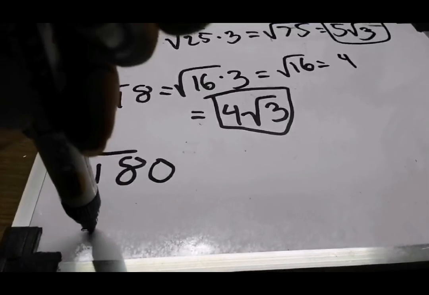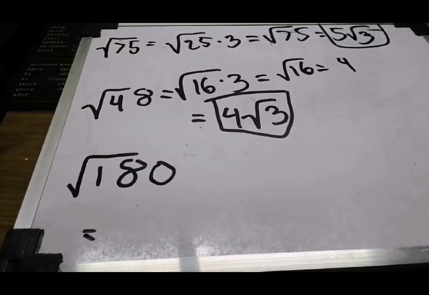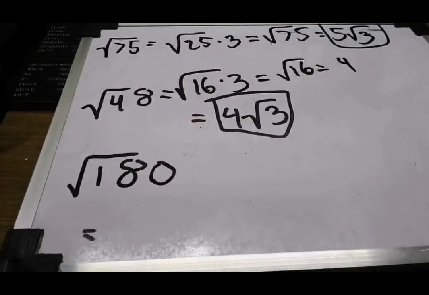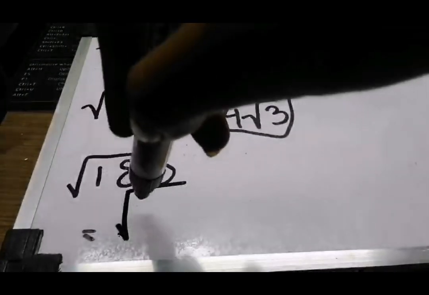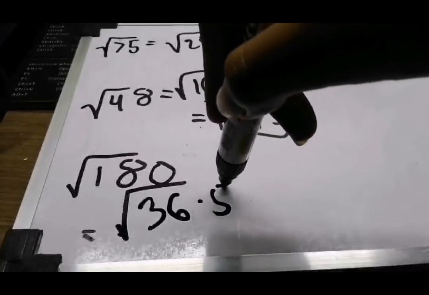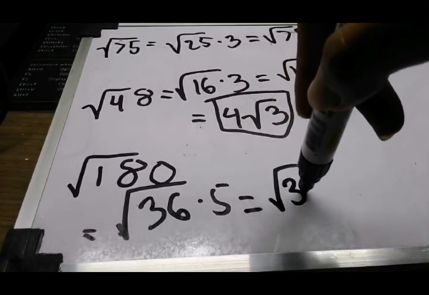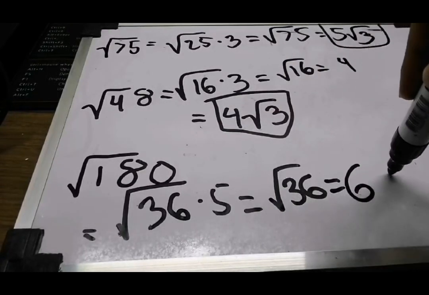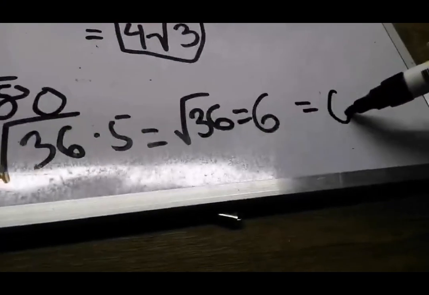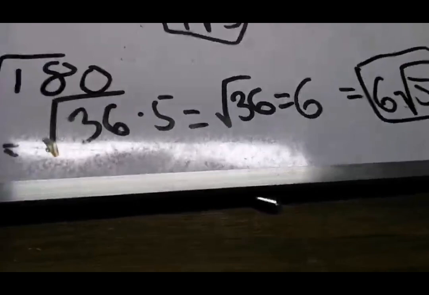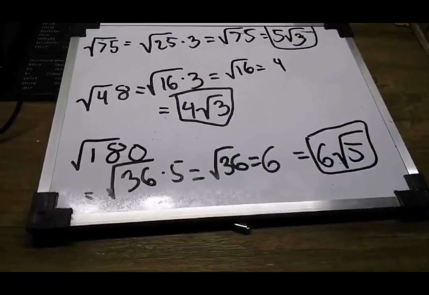And in the next part, we have 180, the square root of 180. So we just do the same. The factors of the square root of 180 are the square root of 36 times 5. And then the square root of 36 is equal to 6. And the answer for that will be 6 square root of 5. And those are the examples.